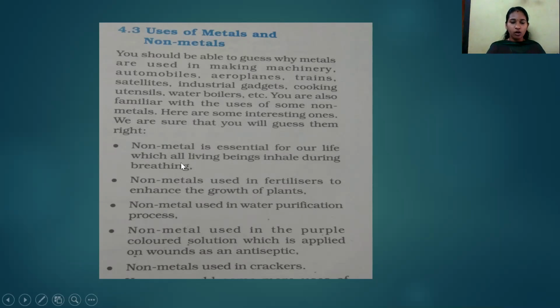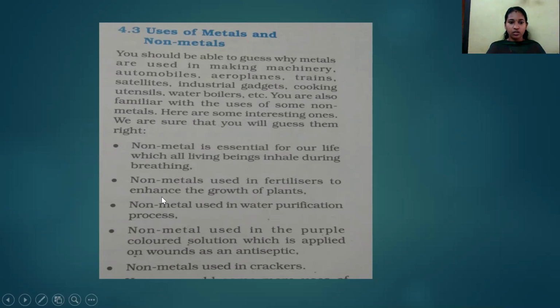First one, this non-metal is essential for our life, which all living beings inhale during breathing. This non-metal is used for inhaling. Which non-metal is mentioned here? Oxygen. Oxygen is needed for breathing.